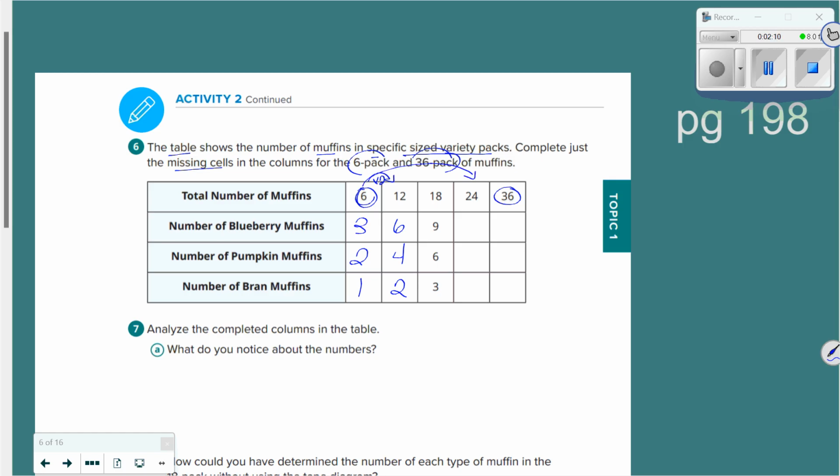Times 4. So 3 times 4? 2 times 4? 1 times 4? Notice, I am still going back to the numbers that are under 6 because that's where I started. Make sense? What would I do to 6 to get to 36? Times 6. So 3 times 6 is? 2 times 6? 12. And 1 times 6? 6. Any questions?